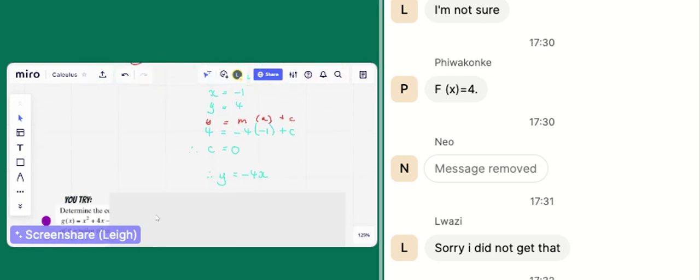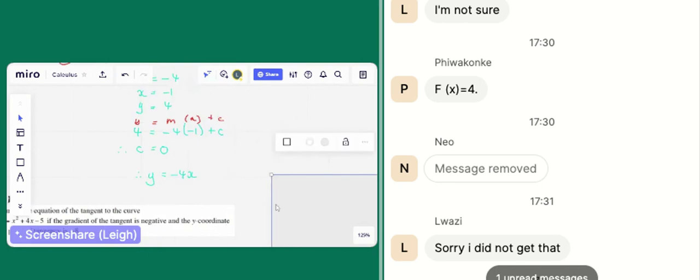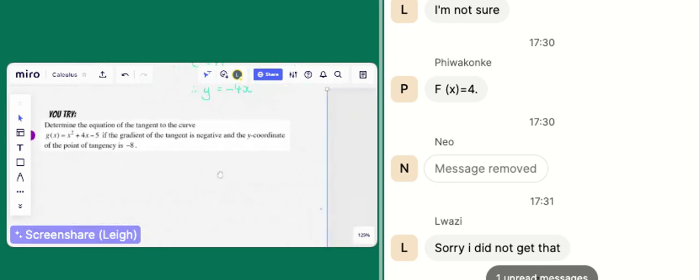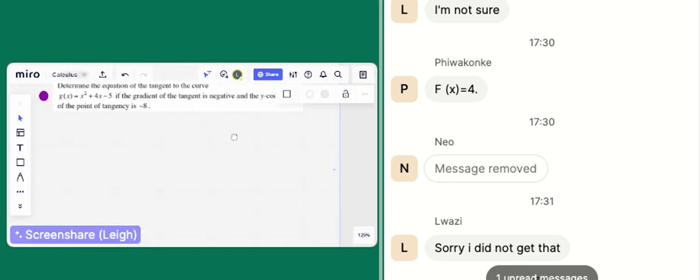All right, so everybody happy? The equation of the tangent to this particular function, where y is equal to 4 that has a negative gradient, is the line y equals -4x. Okay, so good, I'm glad, Virginia, that's great. Thumbs up, well done. Okay, so now let's move that out the way, and now you guys try one.